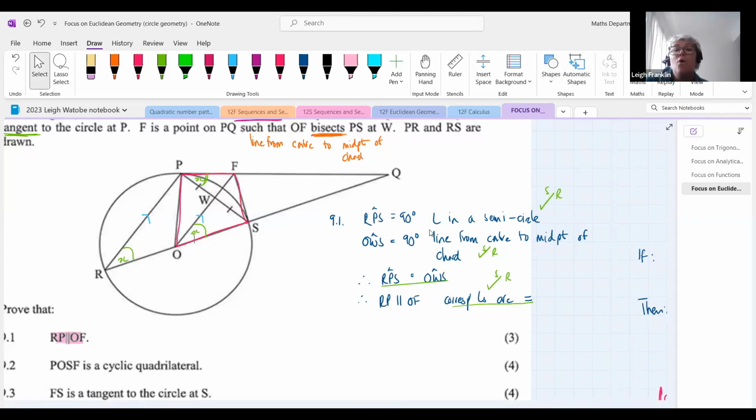Okay. All right. So believe it or not, you guys have got that this quad is cyclic already. You've cracked it. You've got the answer right in front of you.